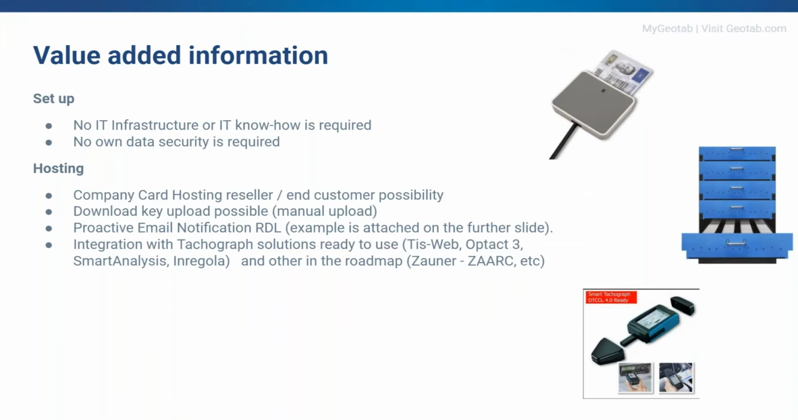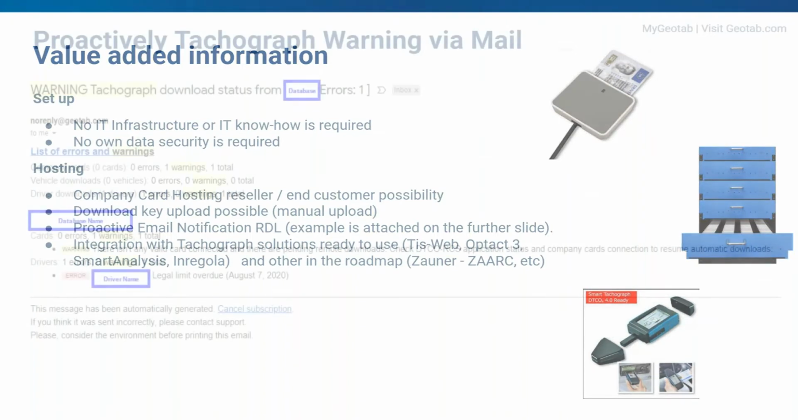So the company card has the same software that manages multi-fleet and can be hosted by the reseller. Tachograph file downloads with the download key can be uploaded by a manual upload. What we can also do is a weekly download alert in the form of an email. So it's an email notification that provides a general status. We'll look at that in some of the further slides. And last but not least, we can integrate with third-party solutions via the Geotab API. Again, the solution itself is already integrated with some of the more known providers such as OPAC3 and Smart Analysis.